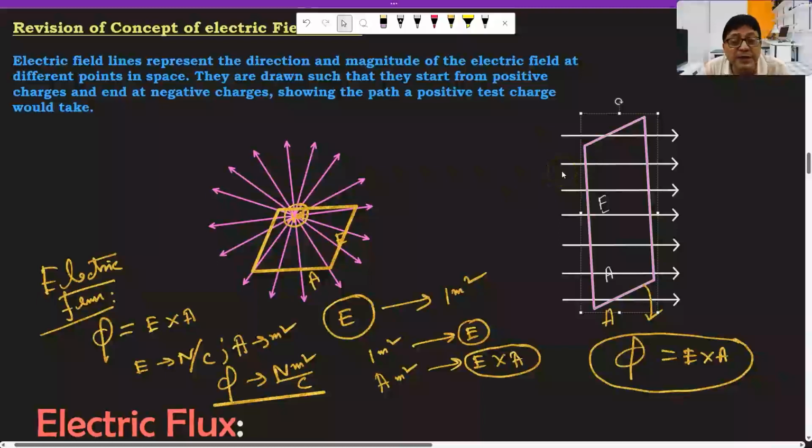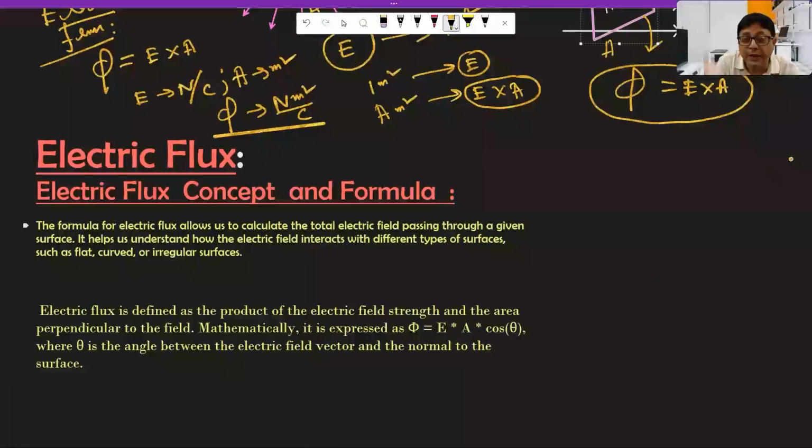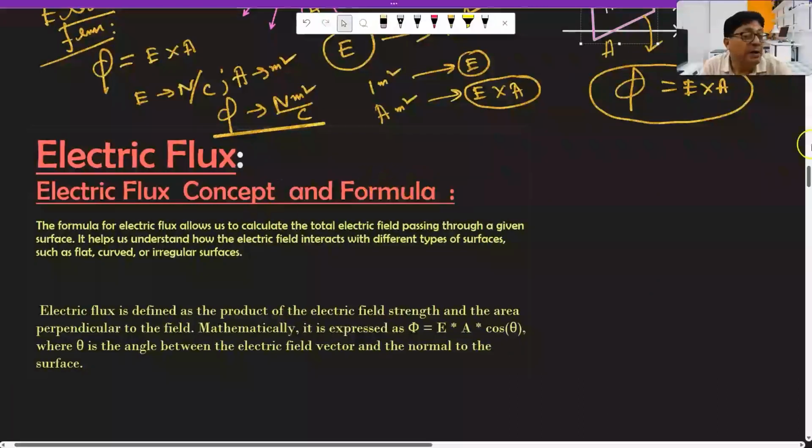If this plane surface was inclined, then what will happen? I am going to discuss. We need the electric flux formula, the proper electric flux formula now. First, let us know what electric flux is used for: it will allow us to calculate the total electric field passing through a given surface. It helps us understand how the electric field interacts with different types of surfaces, such as flat, curved or irregular, I mean closed surfaces.